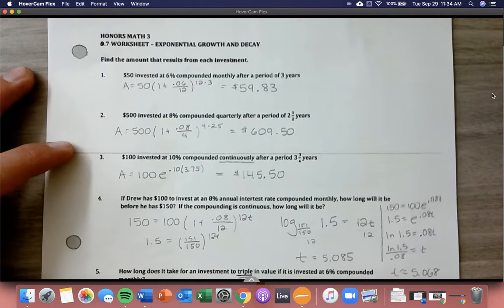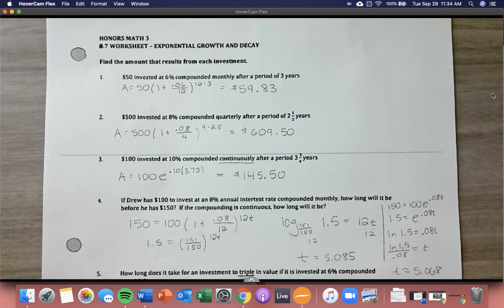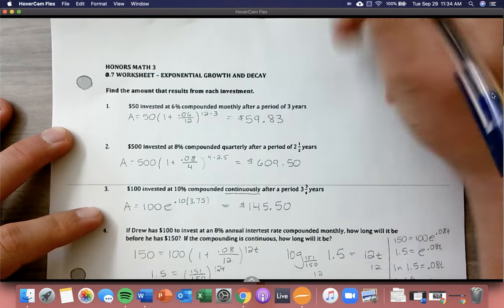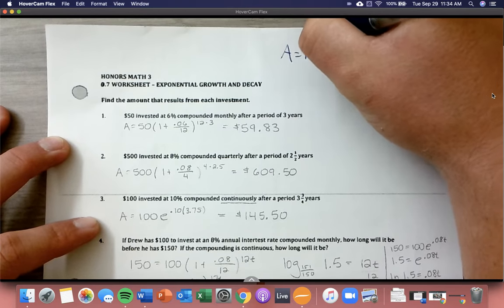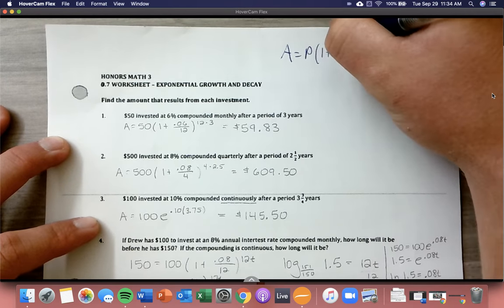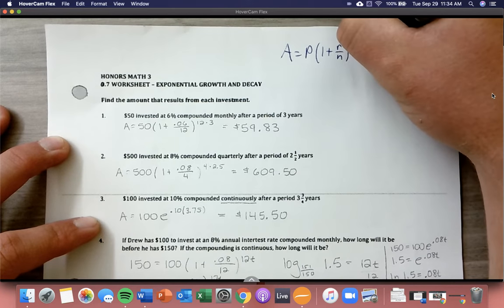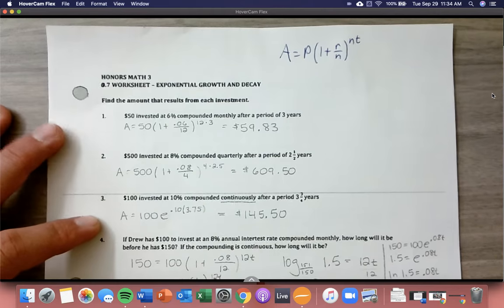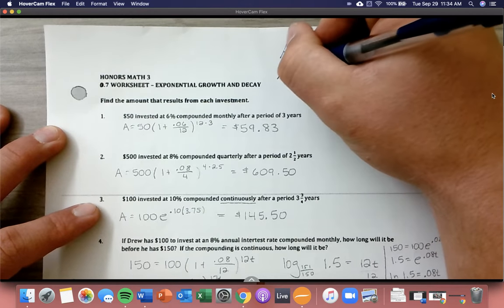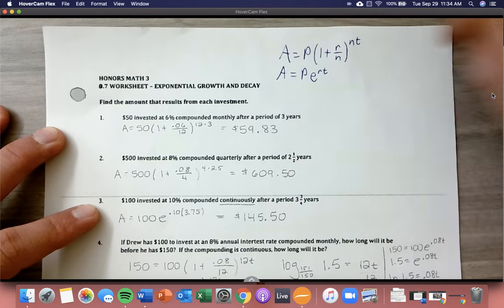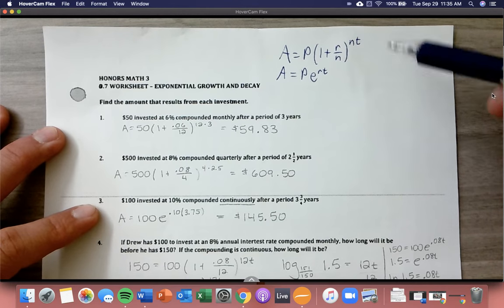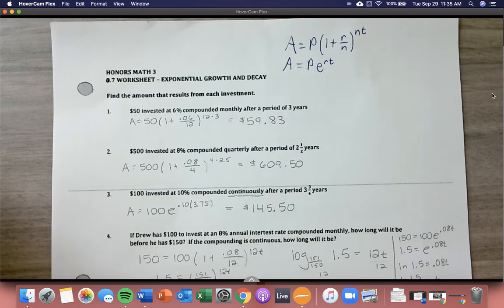Number one. Find the amount that results from each investment. And so this is just using those investment equations that we have. And remember, those are, and I'll write them down for you guys. A is equal to P times (1 plus r over n) raised to the n times t power. And then when it's continuous growth, we have A equals P times e to the rt. All right, so these are stuff we should really just get really comfortable using.